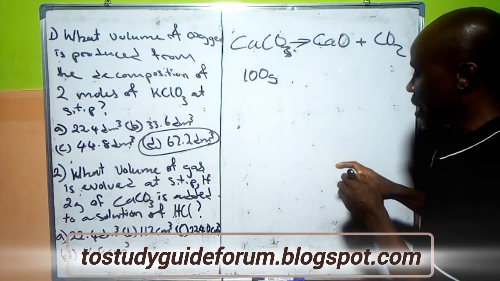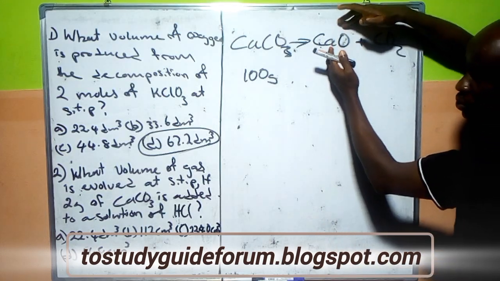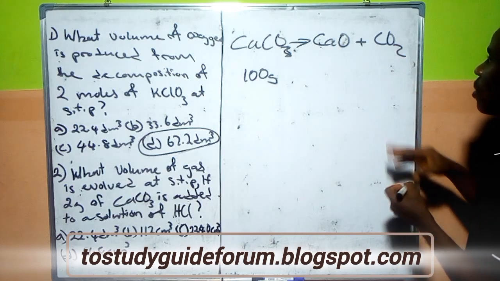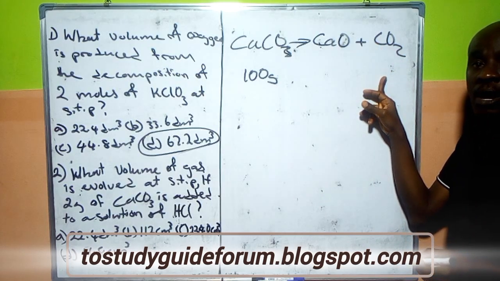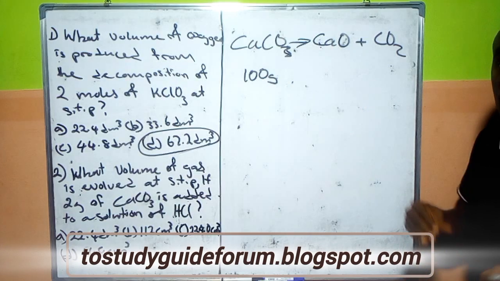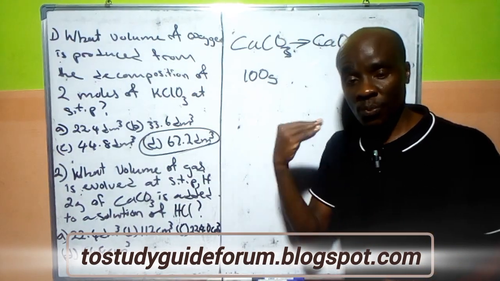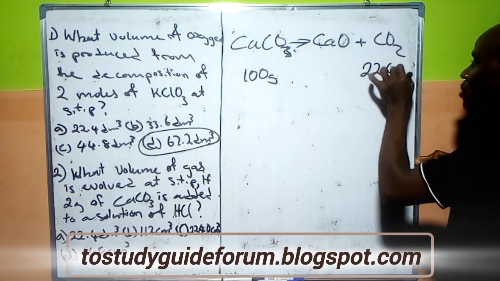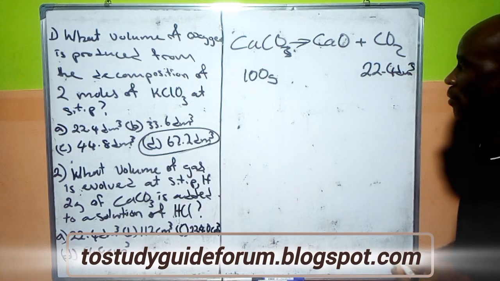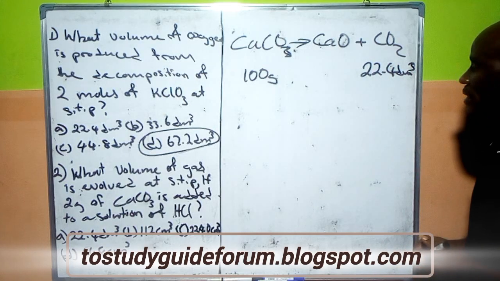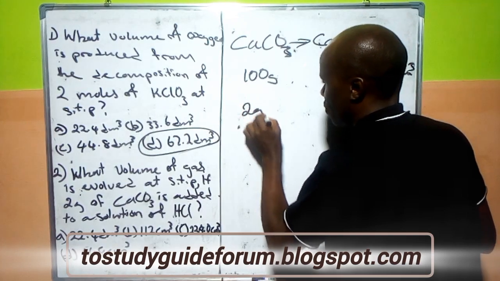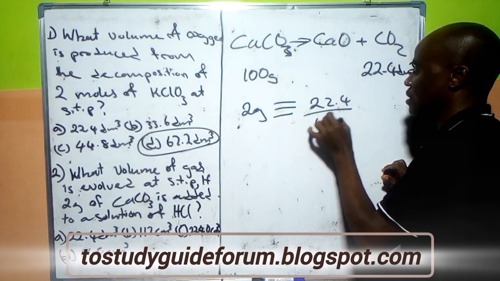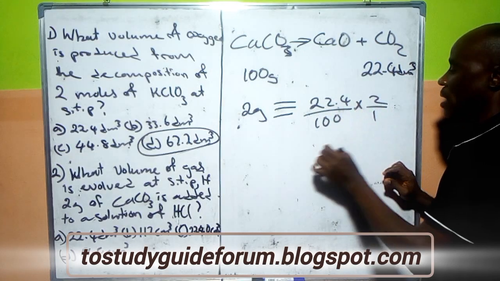So what next are we doing? From the chemical equation, we're looking at the volume of this. We don't have much to do with the rest because the question says we are calculating the volume of this produced. So what we produce here is 1 mole, and since 1 mole is equal to the molar volume of 22.4 dm³, that gives us 22.4 dm³ of carbon(IV) oxide. So what will these 2 grams give us? The 2 grams will then be equivalent to 22.4 over 100 times 2 over 1.